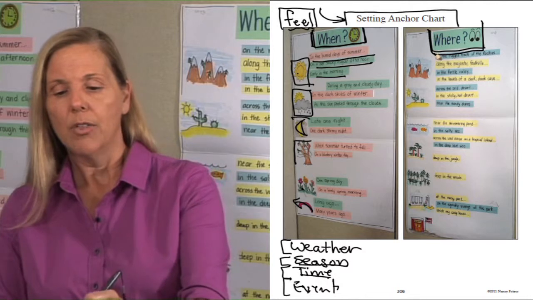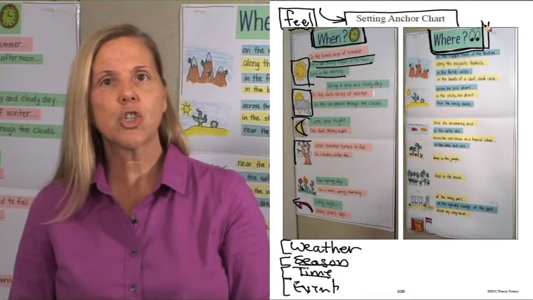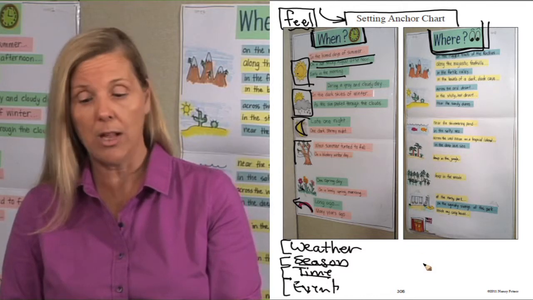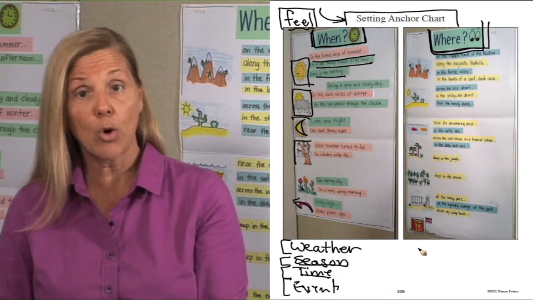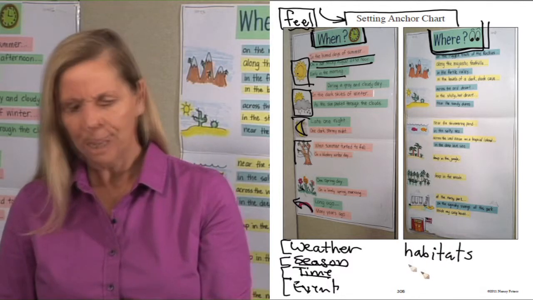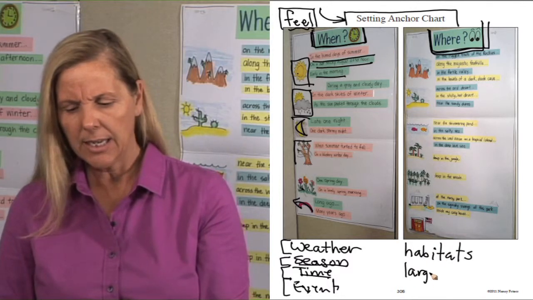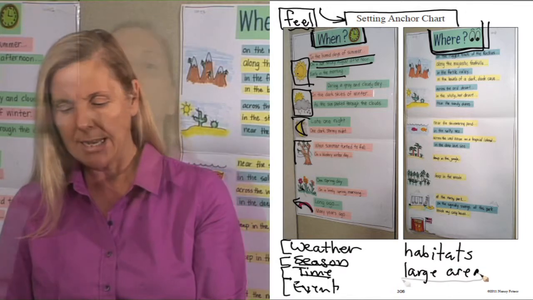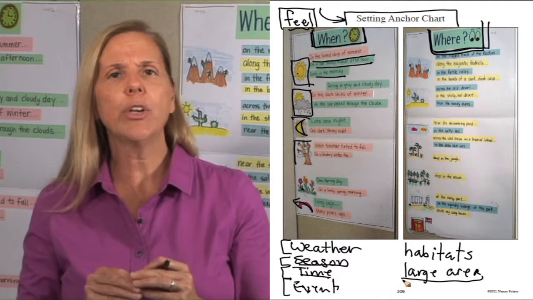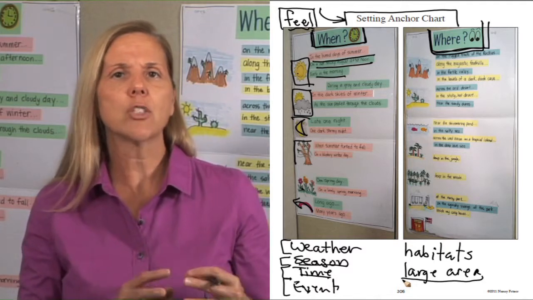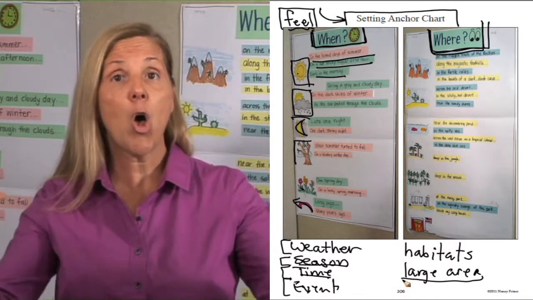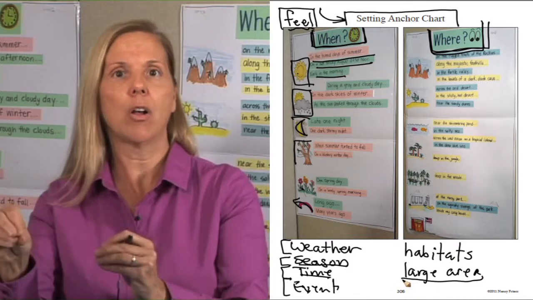Next to the when chart, you have the where chart. How is this organized? It's organized by pictures as well. These pictures are organized more by habitats, or I like to just say to the kids, the large area. When you are introducing a setting, you're not going to say to a reader that the frog is on a rock. You're going to know that the story is taking place out at the pond. Then you can have the frog on the rock.